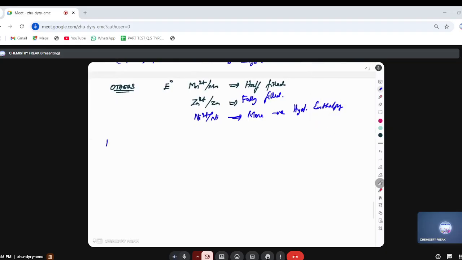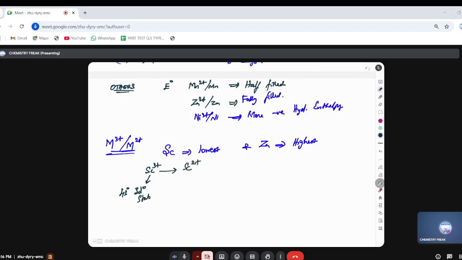Just now I told you M3 plus also becoming M2 plus. Right. When you go for this, scandium has the lowest value and zinc has the highest value. Because scandium 3 plus is 3d0, 4s0 configuration, correct? It will never become scandium 2 plus because it is a more stable inert gas configuration, the forward reaction will not happen. That is why the EMF is lowest.